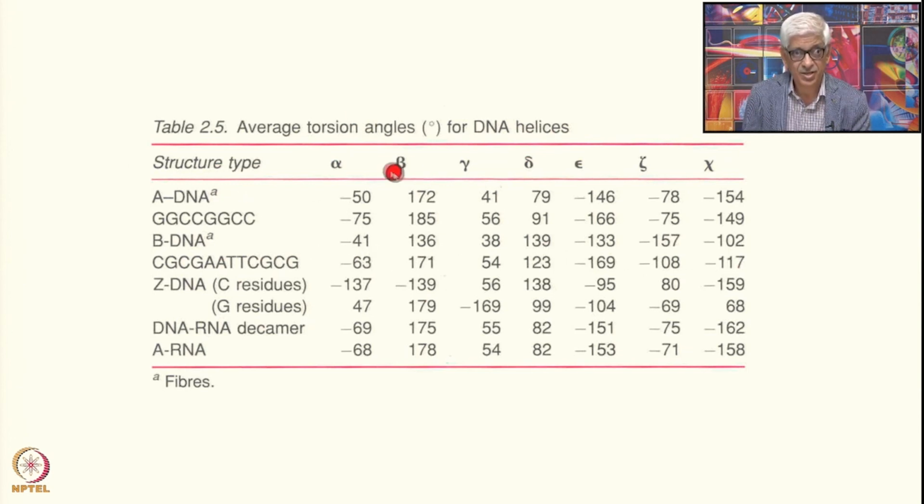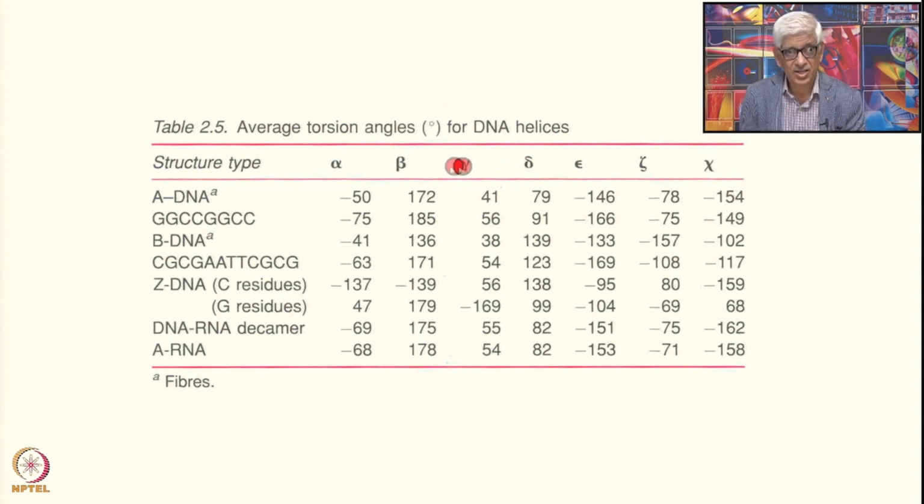Now what are the structures here? What are these alpha, beta, gamma, delta, epsilon? These are the torsion angles along the backbone of the DNA. So you have the phosphodiester linkages all along, and there are 6 torsion angles present along the phosphodiester backbone. And this chi is the angle which connects the sugar ring to the base, the C1 prime nitrogen bond. The torsion angle around that bond defines the orientation of the base with respect to the sugar ring, and that angle is called the chi torsion angle.